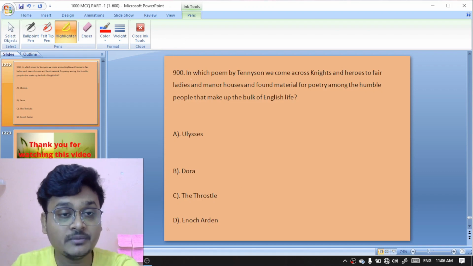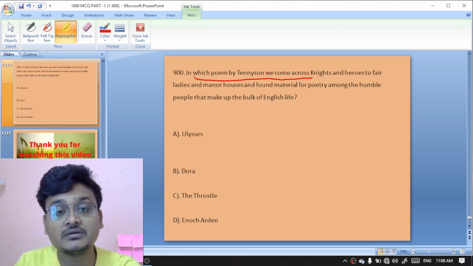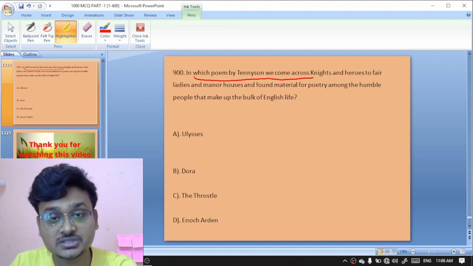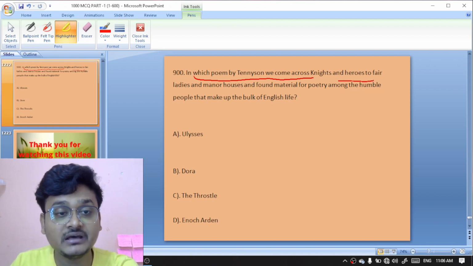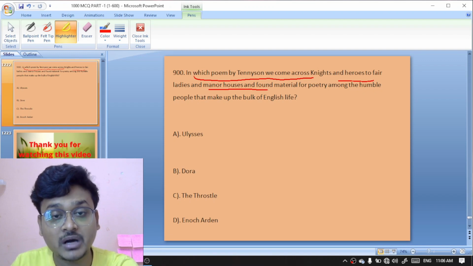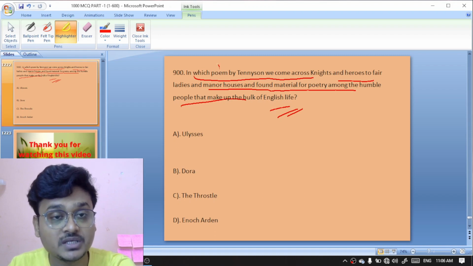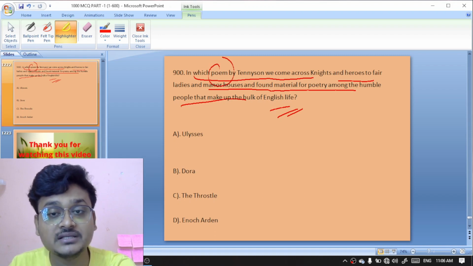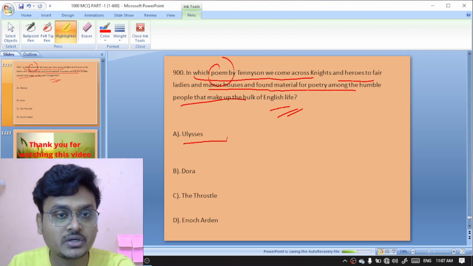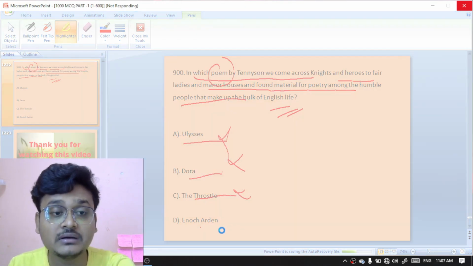So here is the last question. In which poem by Tennyson do we come across knights and heroes to fair ladies and manor houses, and find material for poetry among the humble people that make up the bulk of English life? Ulysses? No. Dora? No. The Holy Grail? No. Enoch Arden. So here it is Enoch Arden.